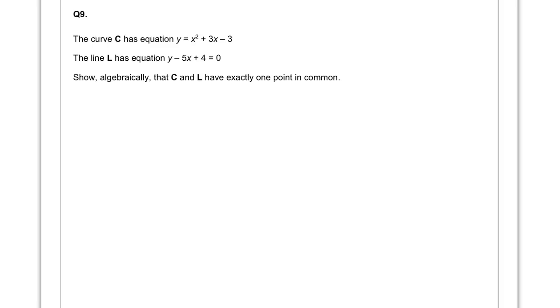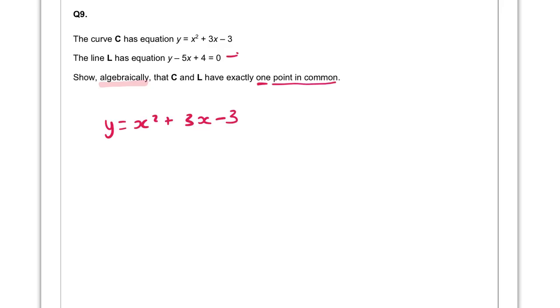Okay, question 9. Curve C has equation y equals x squared plus 3x minus 3, and the line has equation y minus 5x plus 4 equals 0. Show algebraically that they have exactly one point in common. So we've got to find where essentially they intersect. So we have simultaneous equations here with a quadratic and a linear. Now, I always like to use substitution.